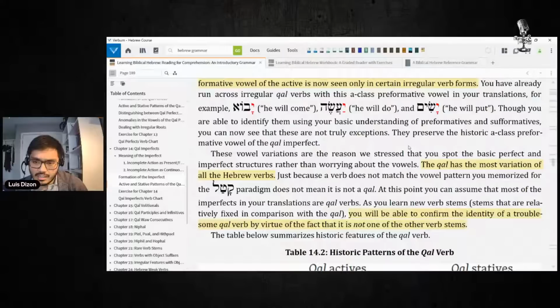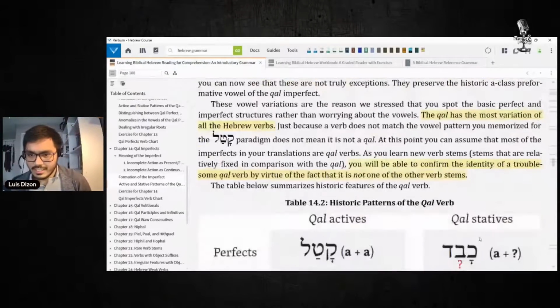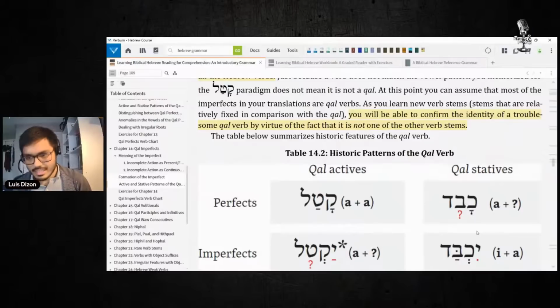The general rule with the Qal is that if it's not one of the others, then it's a Qal. As it says here, as you learn new verb stems, you'll be able to confirm the identity of a troublesome Qal verb by virtue of the fact it's not one of the other verb stems. Think of Qal as the default verb, as it were. If it's not one of the others, it must be a Qal.